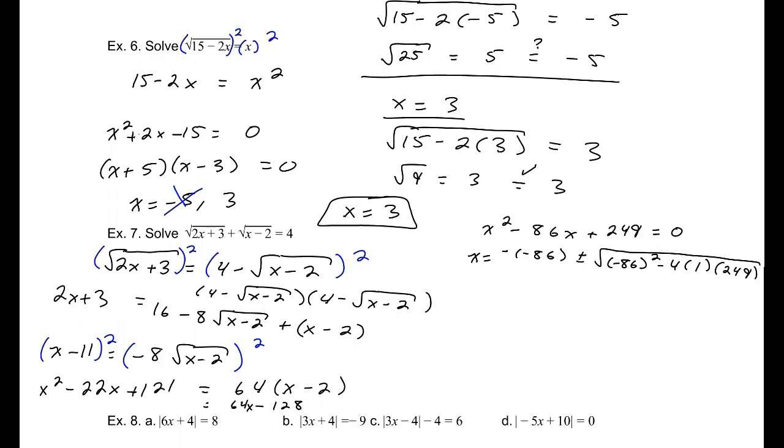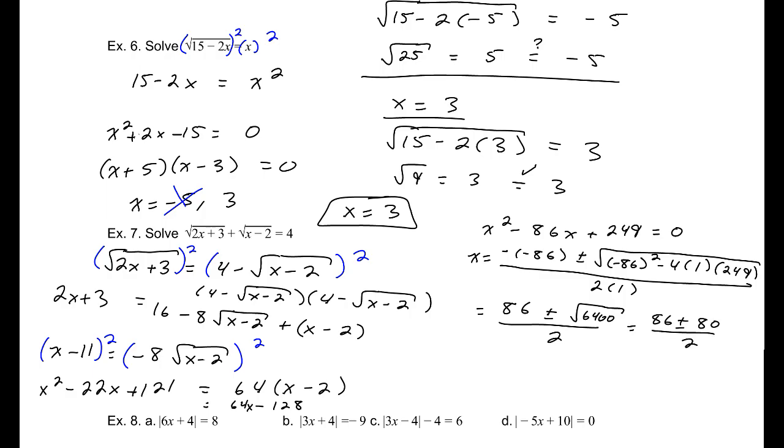Right, all divided by 2a. So 86 plus or minus something, square root of something, over 2. And inside that square root, our discriminant there is 6,400. So there are two solutions. And the square root of 6,400 is 80. So this is 86 plus or minus 80 over 2.